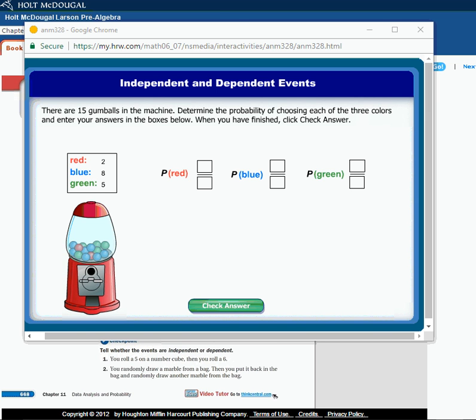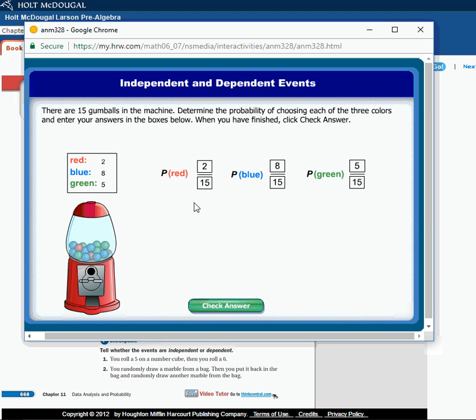So let's look at some examples. There are 15 gumballs in the machine. Determine the probability of choosing each of the three colors and enter your answer in the boxes below. So the probability of getting a red would be 2 out of, we have 2 plus 8 plus 5, so 15 gumballs in all. So that would be my denominator. The probability of getting blue would be 8 out of 15. And the probability of getting green would be 5 out of 15.